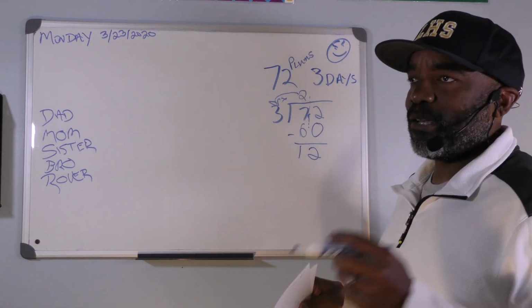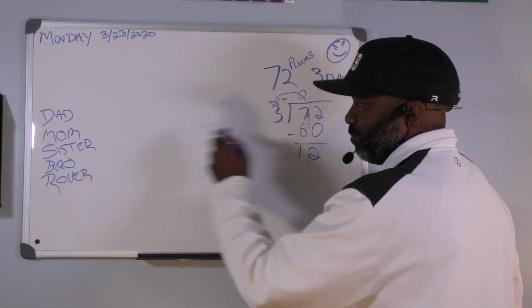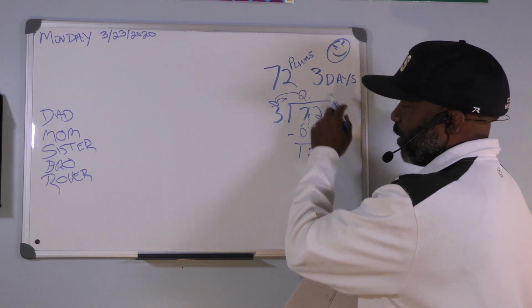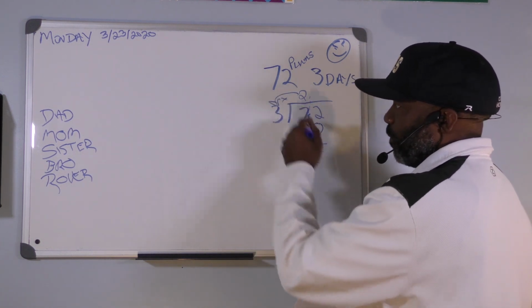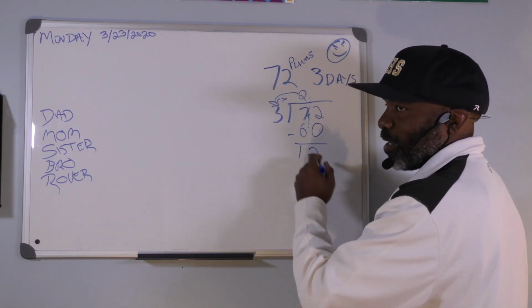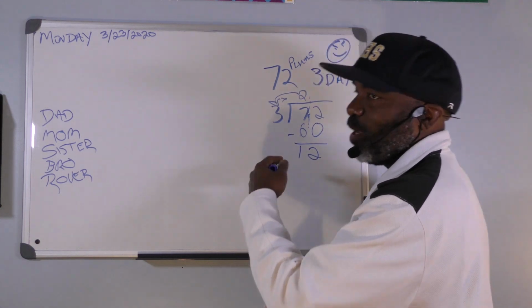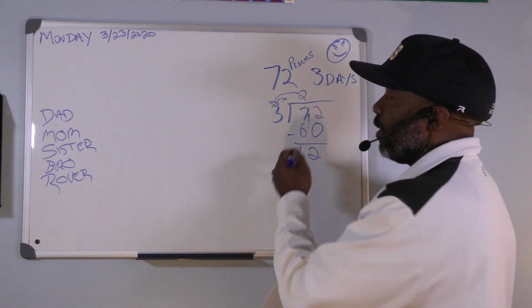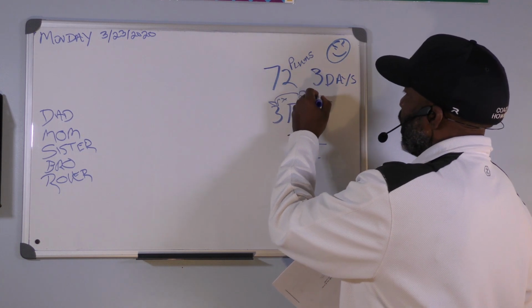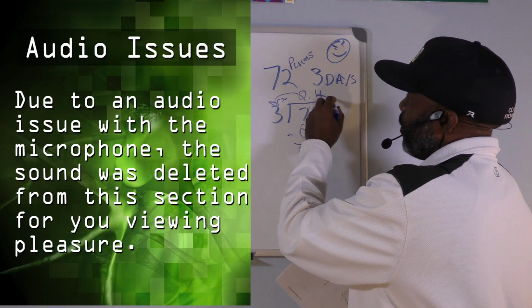So now the 3 goes into 12. Rover repeats. Bring down the 2. We're repeating the steps again. How many times does 3 go into 1? It doesn't. So how many times does 3 go into 12? 3 goes into 12 4 times.